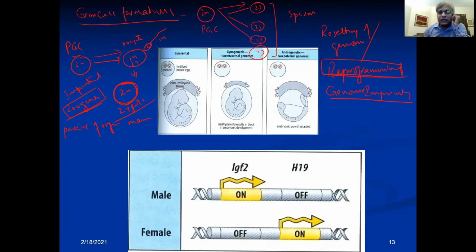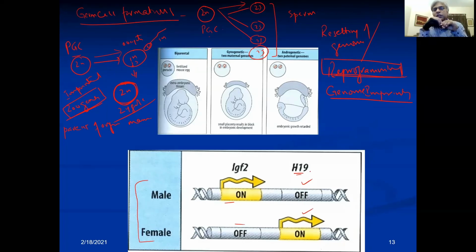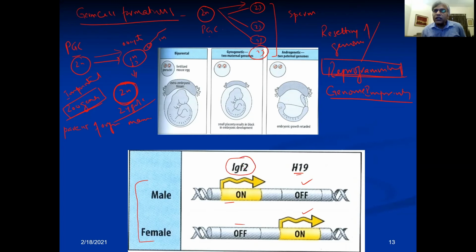So for example, there is an example here. This is a zygote, and this zygote is going to express the insulin-like growth factor 2 gene, which has a father's copy and a mother's copy, and a gene lying next to it, H19, is imprinted in such a way that father's copy is off and only mother's copy is on. So in all of us, in all humans, whether you are female or male, only the father's copy of IGF-2 is active and the mother's copy is off. And for H19, the father's copy is off and the mother's copy is on.